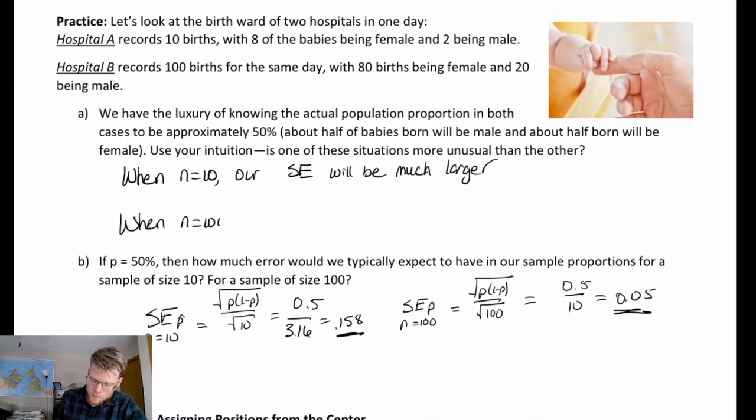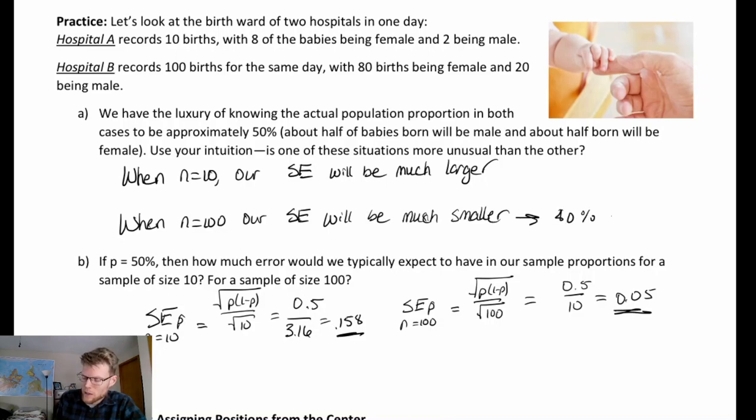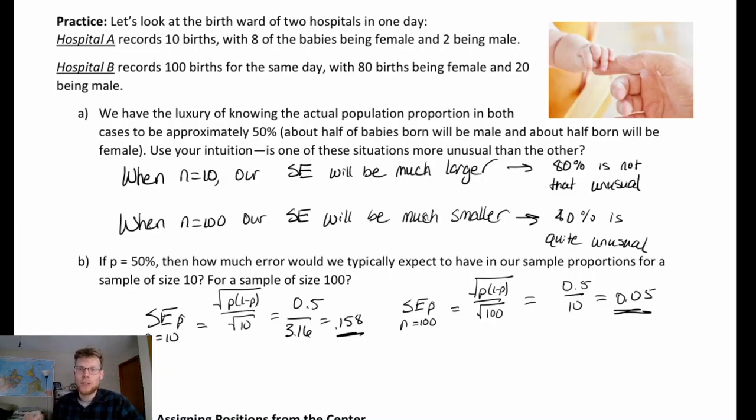When n equals 100, our standard error will be much smaller. I'm just going to add, 80% is quite unusual. And I can use my standard error calculations as that benchmark for comparison, that in the case of n equals 10, 80% is only about 2 standard errors away.